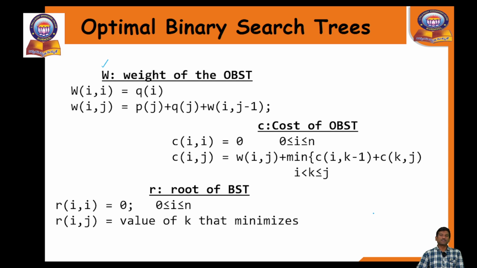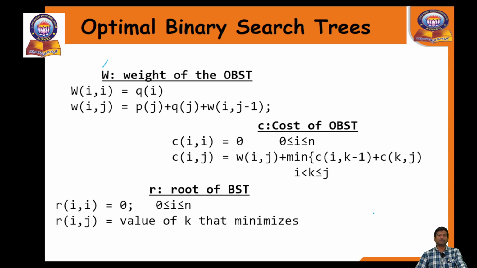Even in the case of the optimal binary search tree, which can be solved using dynamic programming, within dynamic programming you find an optimal solution at every stage. So in the same fashion, you find the optimal values generated at the first stage, then at the second stage, and so on. If you need to find, at the respective stage, its cost, weight, and root, these are the formulas to be implemented.